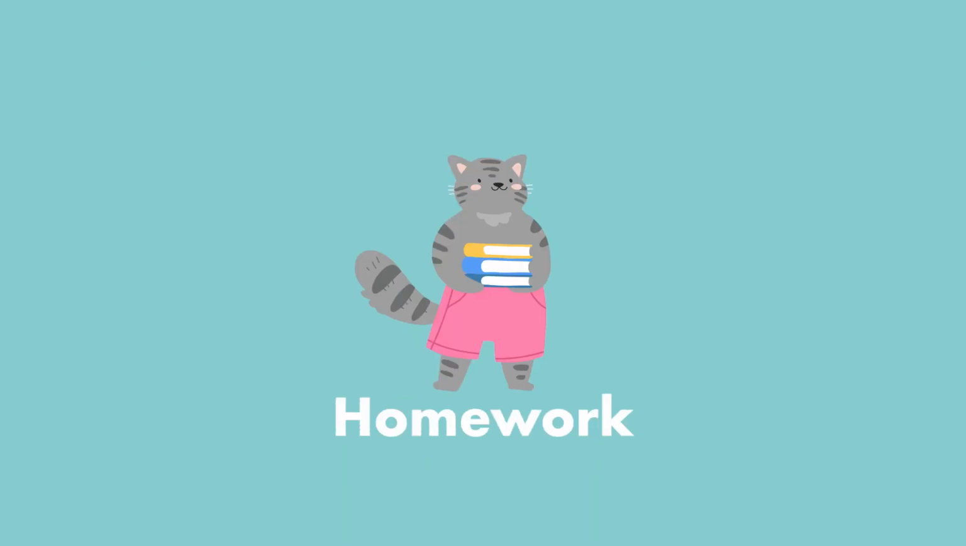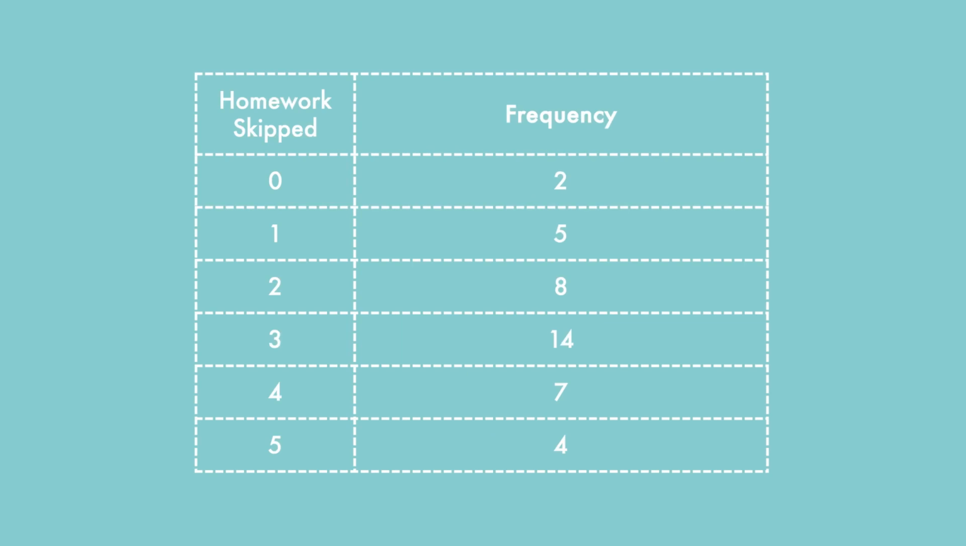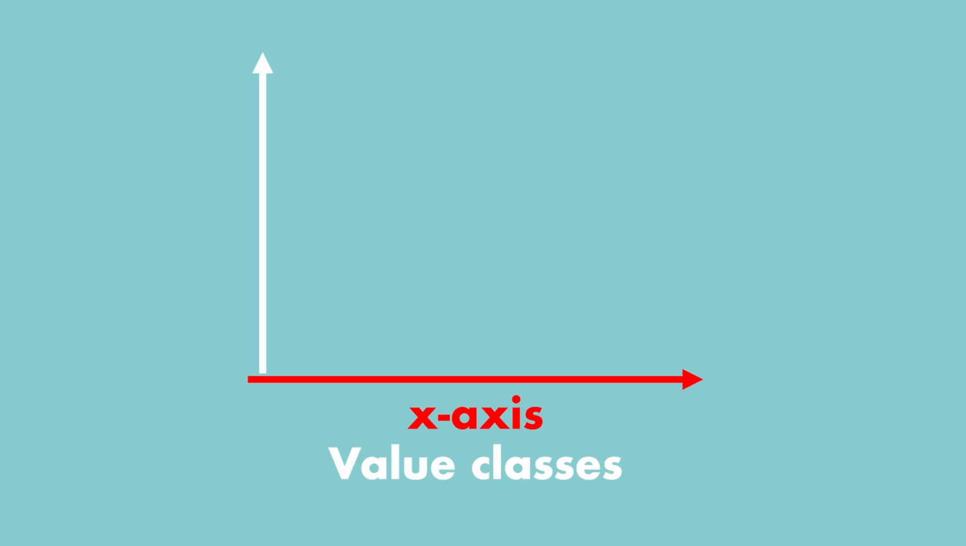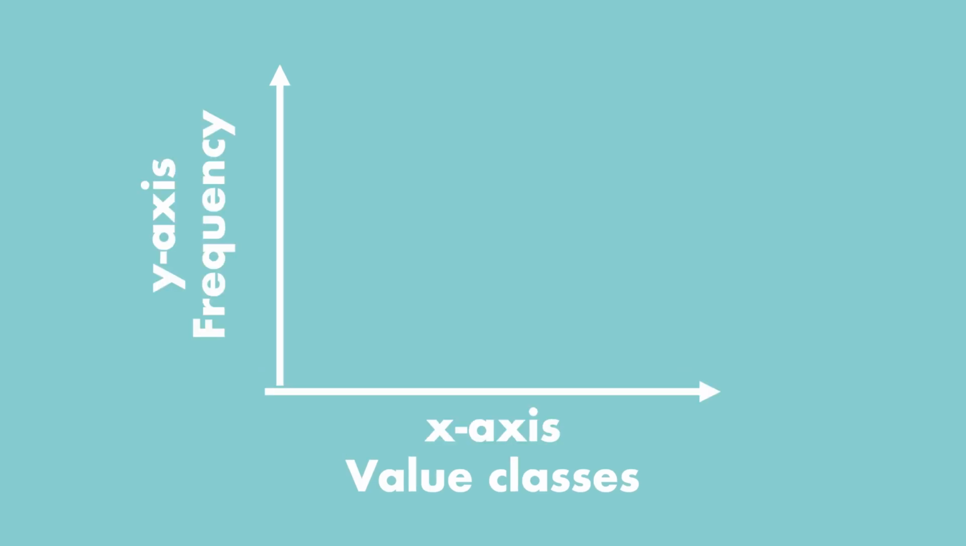In a survey, 40 children were asked how many times in a school week they skipped their homework. We show the results in a frequency table. In a line chart, the horizontal axis, what we call the x-axis, consists of data class values, and the y-axis, the vertical axis, consists of frequency points.